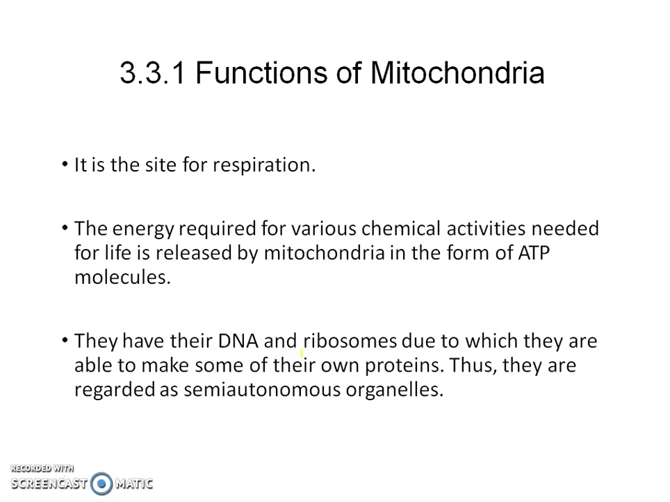So this is one structure, mitochondria, and another structure is plastids, which we will read about. That time also we will come across this word, the DNA and ribosomes. That means inside a cell, the nucleus has its own DNA and ribosomes, mitochondria has its own DNA and ribosomes, and the plastids have their own DNA and ribosomes, due to which they are able to make their own proteins. So they are called semi-autonomous organelles. That means they can make their own proteins. Autonomous means they are not dependent upon other organelles for proteins.